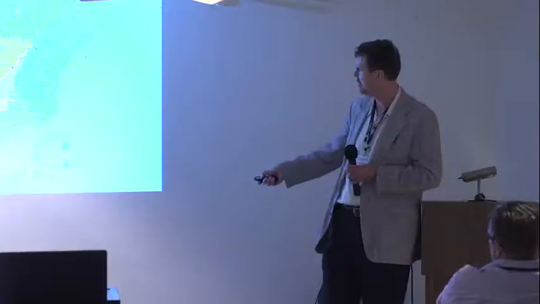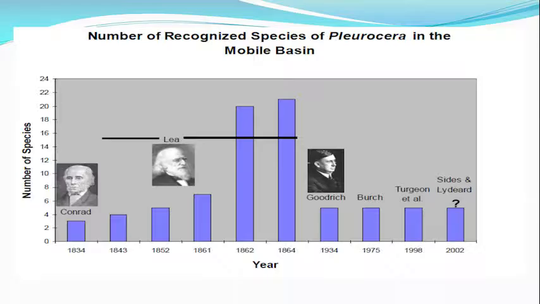Conrad was the first to describe species back in 1834 of Pleurosaura in the Mobile Drainage Basin, and then Isaac Lea got his hands on some specimens. And it went up to almost 22 species of Pleurosaura in the basin. Goodrich came along from the University of Michigan, attempted to make sense of the number of species that Lea was looking at, synonymized a bunch of them, decided it was five species of Pleurosaura. Birch, also from the University of Michigan, in his influential guide to North American freshwater snails, said, I'll follow Goodrich and say there's five. And then Turgeon et al. came along and said, I'll follow Birch and said there's five.